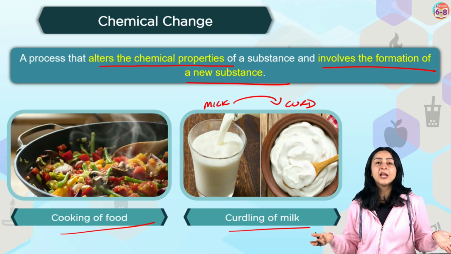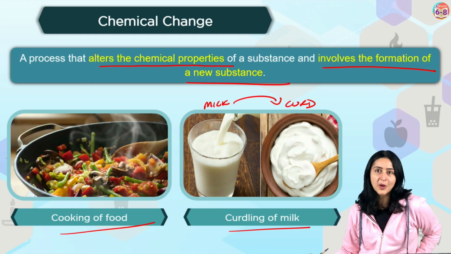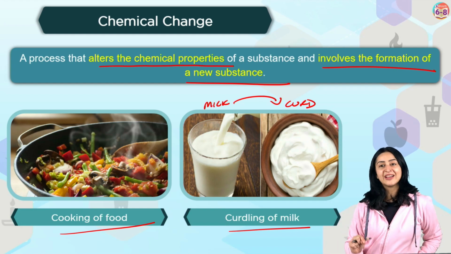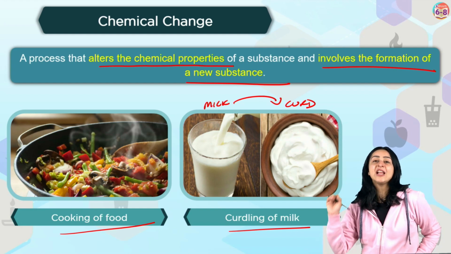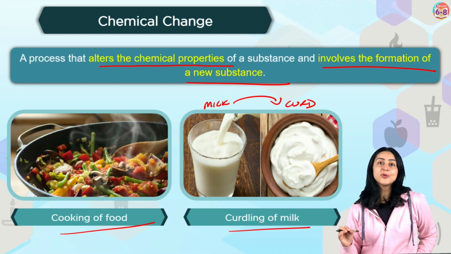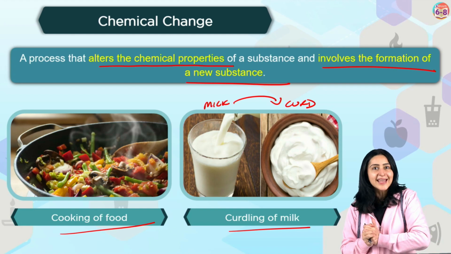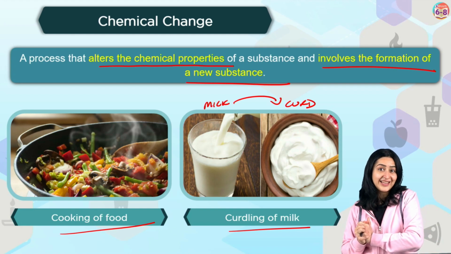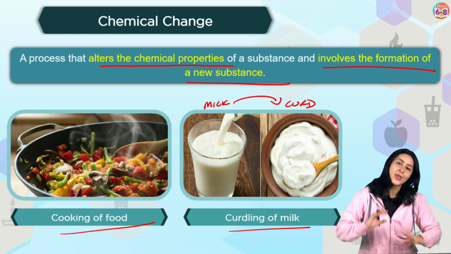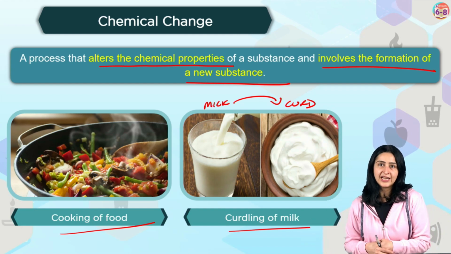Now, curd is a completely new substance. The chemical properties of curd are very different from the chemical properties of milk. So what has happened over here? There is a chemical change that has happened over here. The chemical properties are different, and now you have a completely new substance, which is yummy dahi. Do you like dahi? I like dahi very much, especially curd rice.